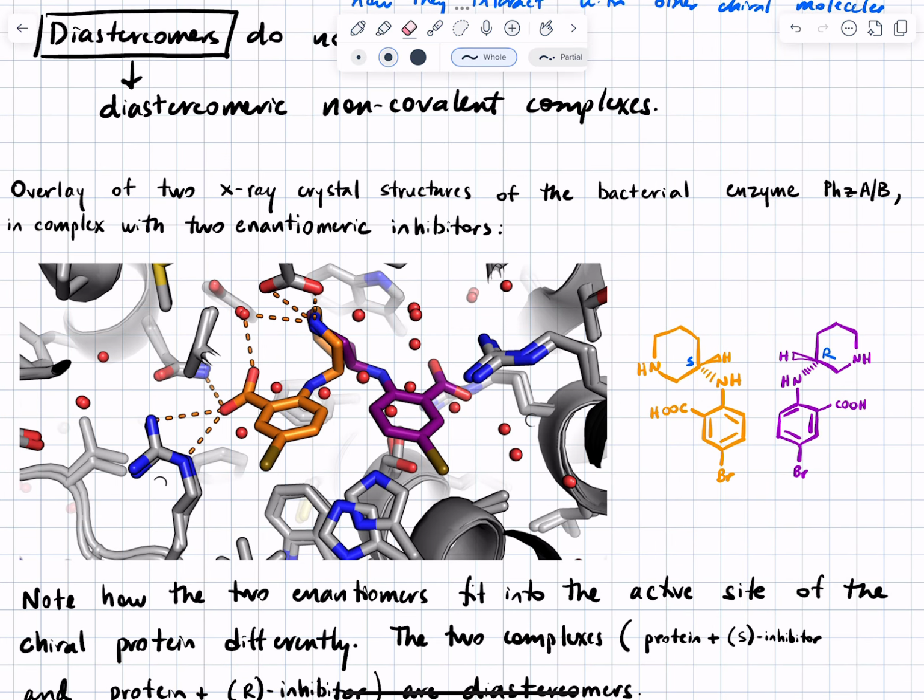here, I have an overlay of images from two X-ray crystal structures of a bacterial enzyme in complex with one of two, well, the overlay is the complex between the enzyme and one enantiomer with the complex of the enzyme and another enantiomer. So the same protein bound to one enantiomer in orange and then the other enantiomer in purple. And of course, the protein is made of chiral amino acids. So the protein itself is chiral.